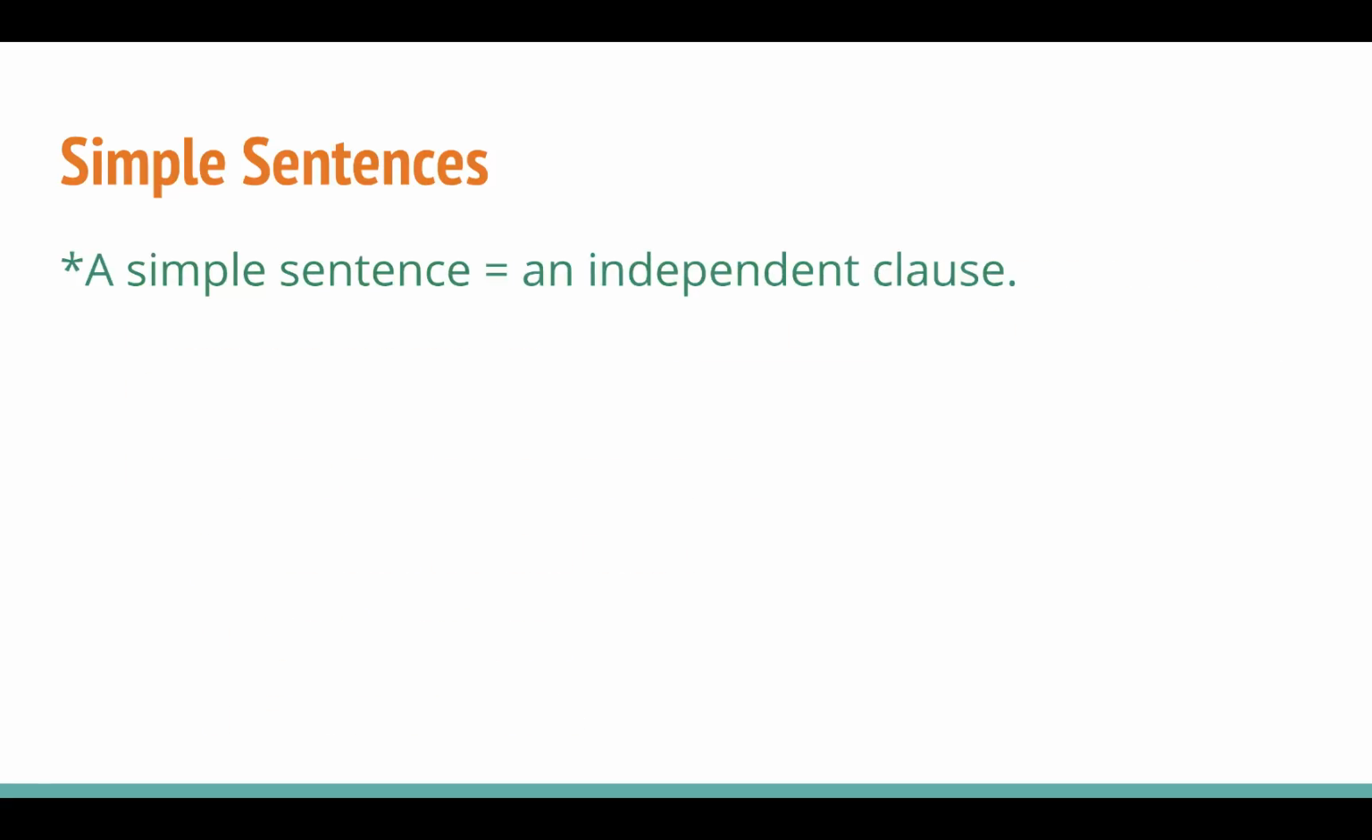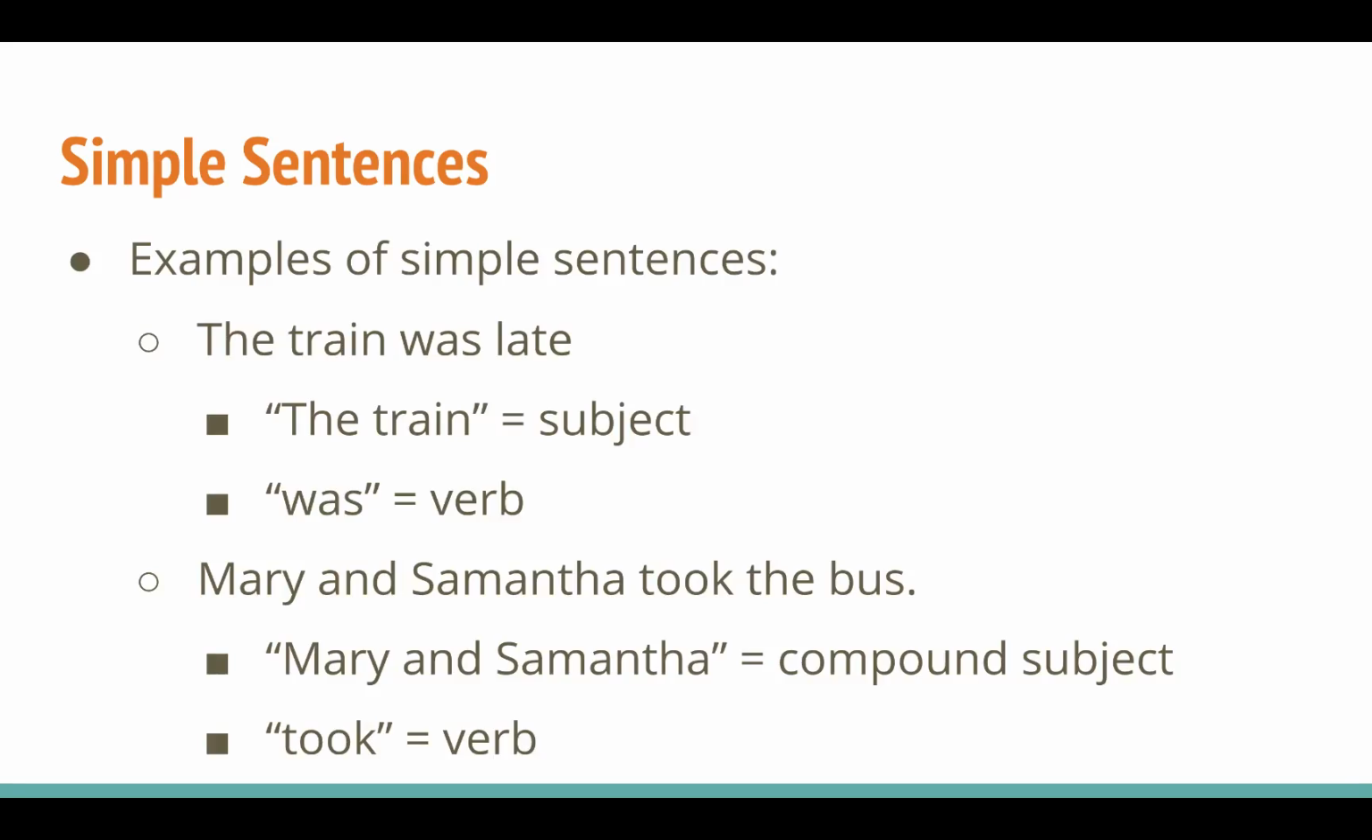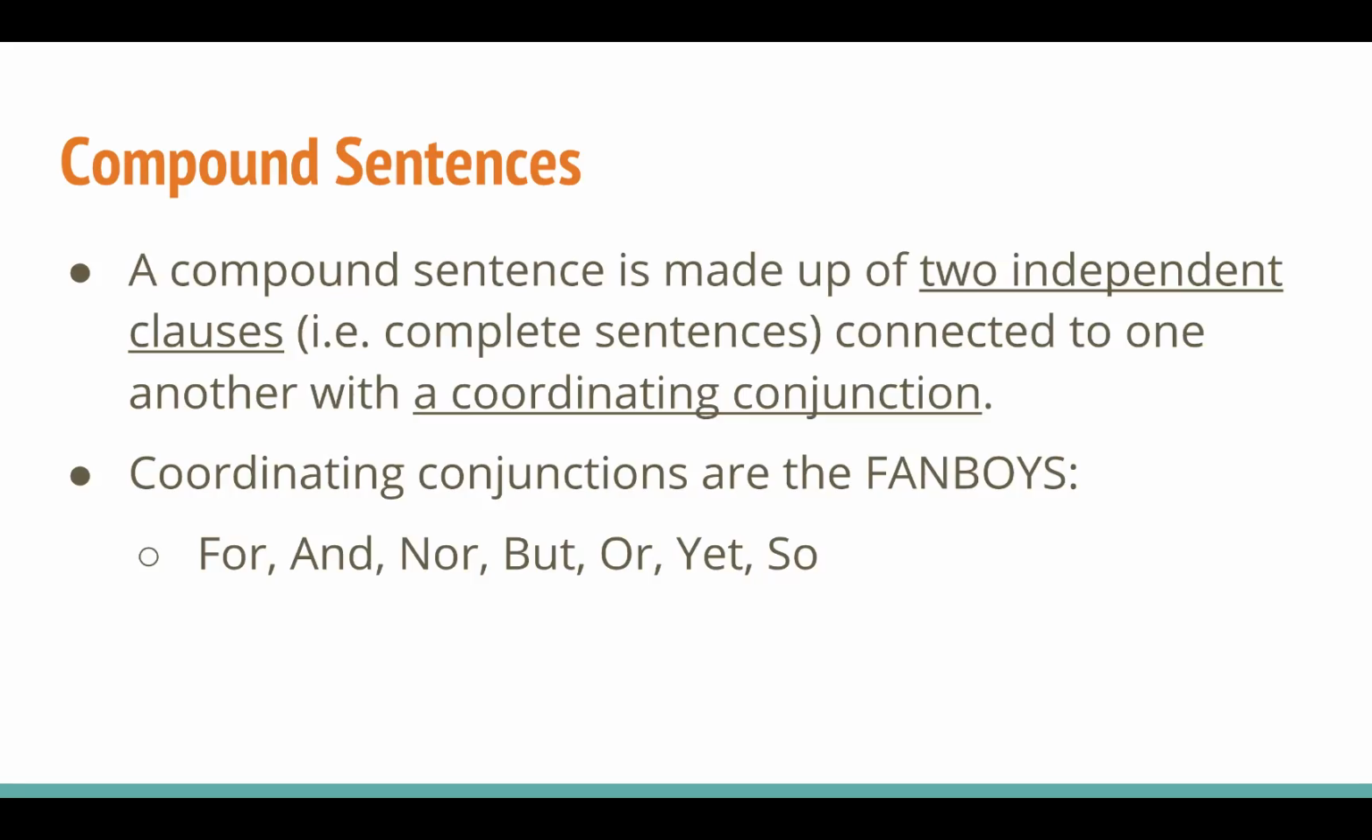A simple sentence, we can also remember, is just an independent clause, which means it can stand on its own. Some more examples here. The train was late. The train is our subject. Was is our verb. Mary and Samantha took the bus. Mary and Samantha, they're two people, which make them a compound subject because they're two people who are doing the same thing. What are they doing? They took the bus. Took is our verb.